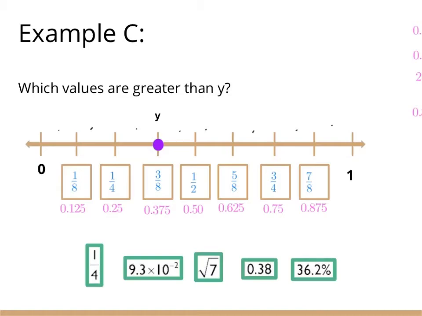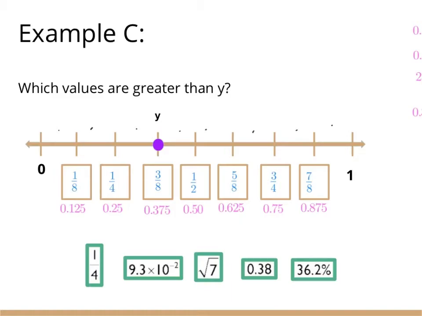So I'm going to look below to see the numbers that are there. I've got square roots, decimals, scientific notation, percentages, and fractions. I'm going to determine if any, some, or all of those are greater than 3/8 or 0.375. So I'm going to have to start by turning them all into decimals, because the decimal is the king of all of the number types. It allows us to compare things very easily.